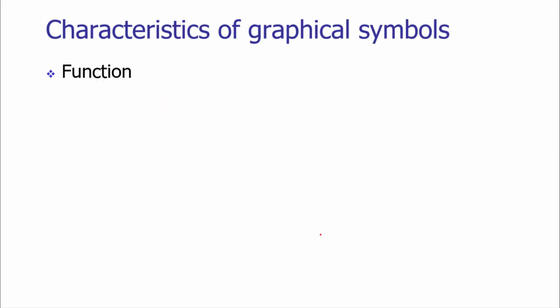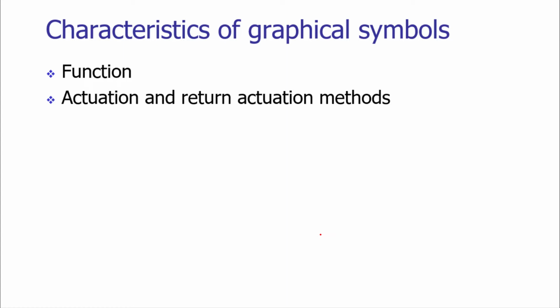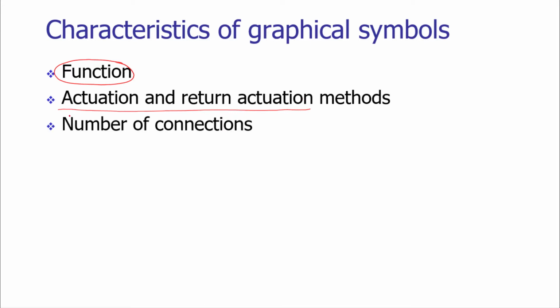What are the characteristics of the graphical symbols? The characteristics are as follows. The graphical symbols are defining the function of the element, they are defining the actuation and the return method. The symbols are providing the information about the number of connections to a particular element or to a particular hydraulic system.